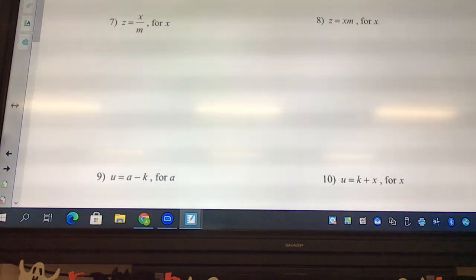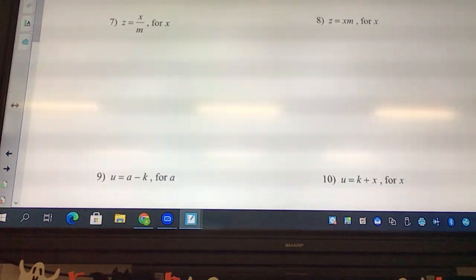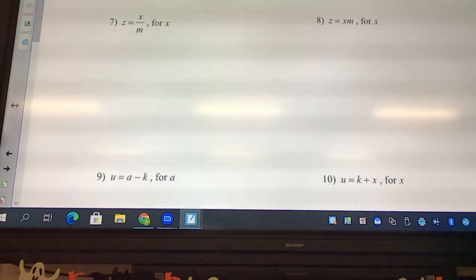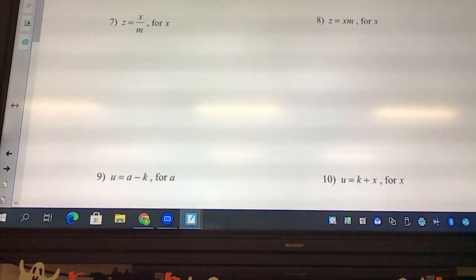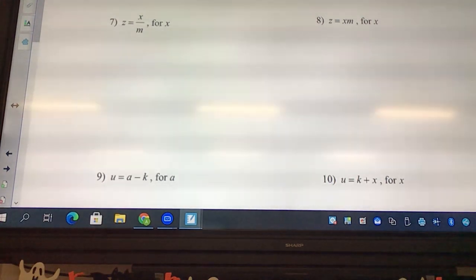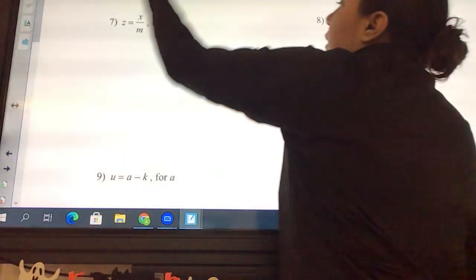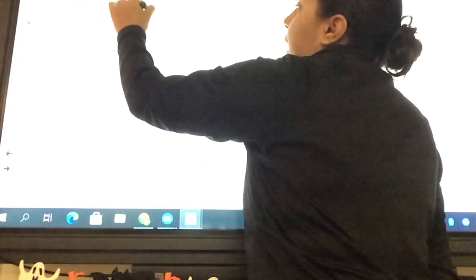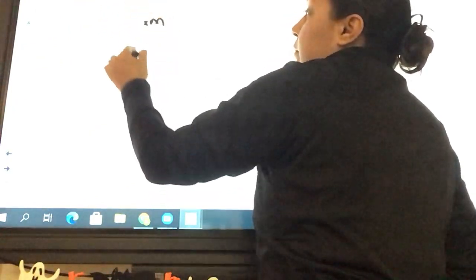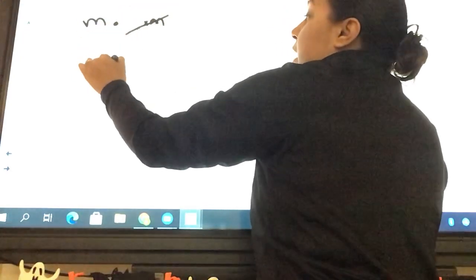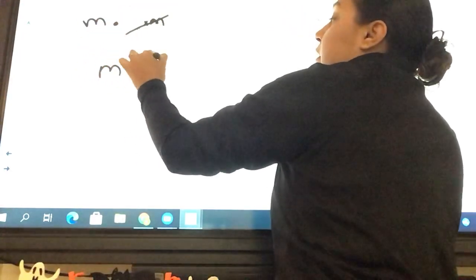Okay, so look at 7. What letter are we trying to solve for? X. What is on X's side that is going to need moved? The M. What does that bar mean? It means divide. So how do we move something? Multiply by M. And if I do it to one side by M, I got to do the other side by M. So I got M times Z is going to equal X.